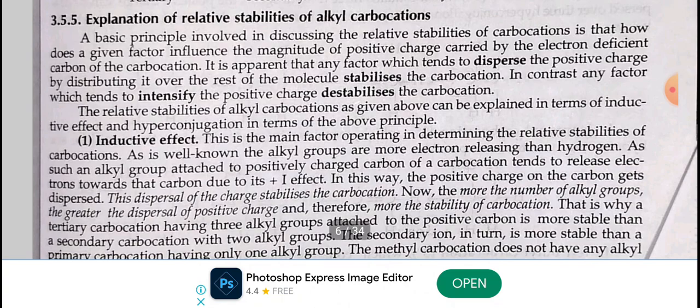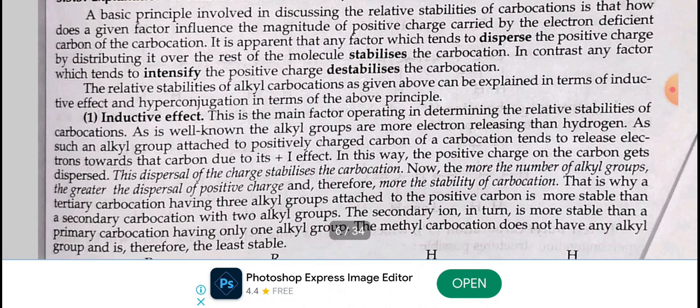Explanation of relative stabilities of alkyl carbocations. A basic principle involved in discussing the relative stabilities of carbocations is how a given factor influences the magnitude of positive charge carried by the electron deficient carbon of the carbocation. It is apparent that any factor which tends to disperse the positive charge by distributing it over the rest of the molecule stabilizes the carbocation. In contrast, any factor which tends to intensify the positive charge destabilizes the carbocation.